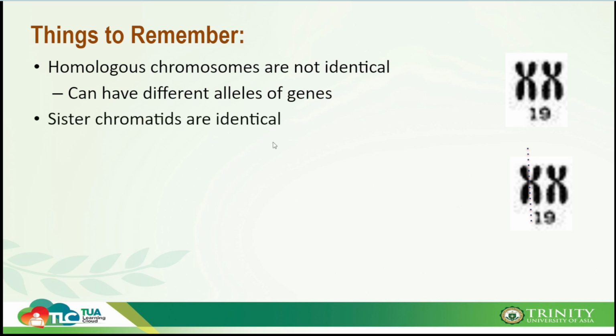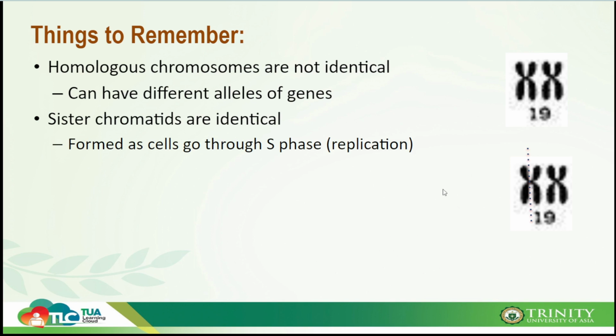However, sister chromatids are identical, meaning itong isang kopya na to, kapag hinati natin yan sa gitna, yung left, kung anong laman niya, yun din yung laman ng nasa right. So kapag sister chromatids, identical. Pero pag homologous, meaning pareho lang silang number 19, they are not necessarily identical.